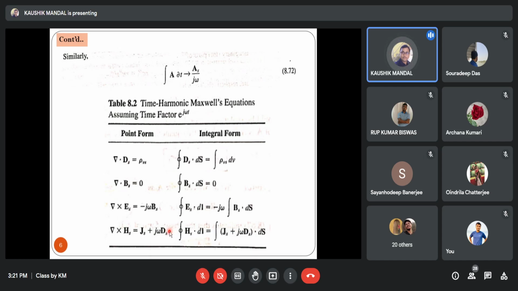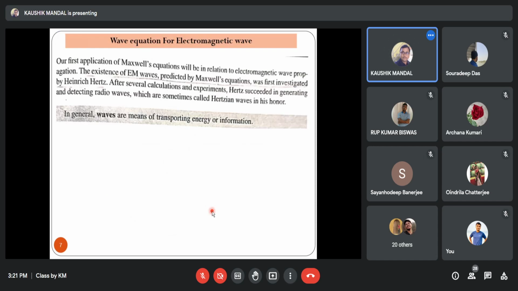So now, to derive the wave equations, we have to deal with Maxwell's equations in time harmonic form. First we are going to discuss the wave equations, or how to derive the wave equation for the electromagnetic wave.